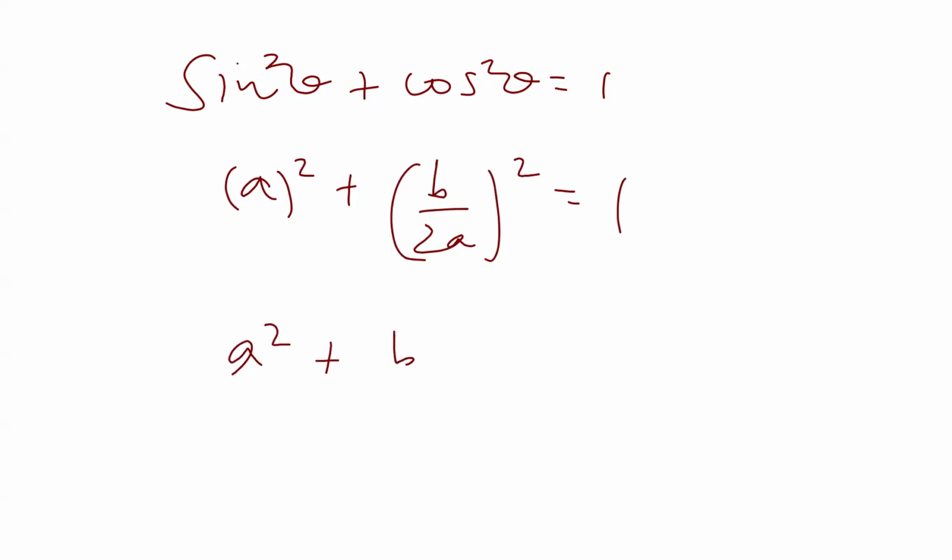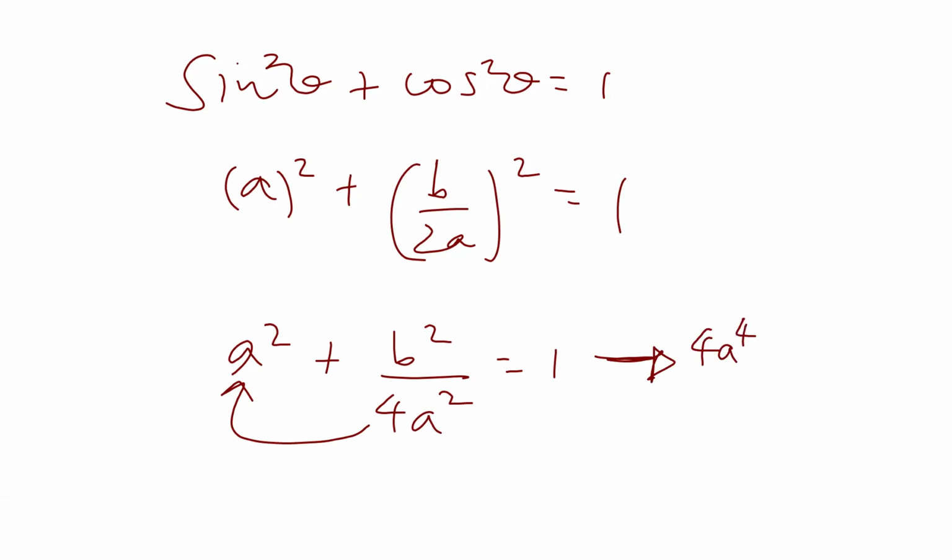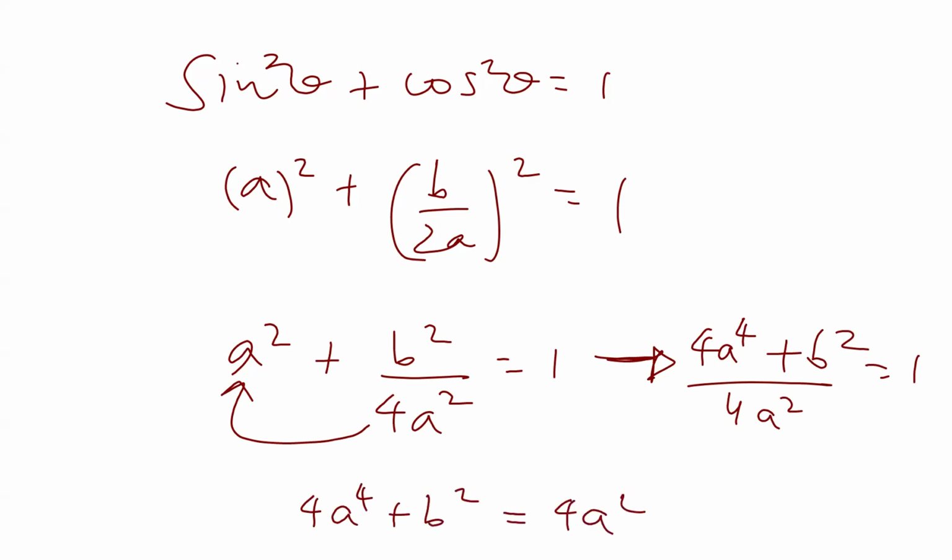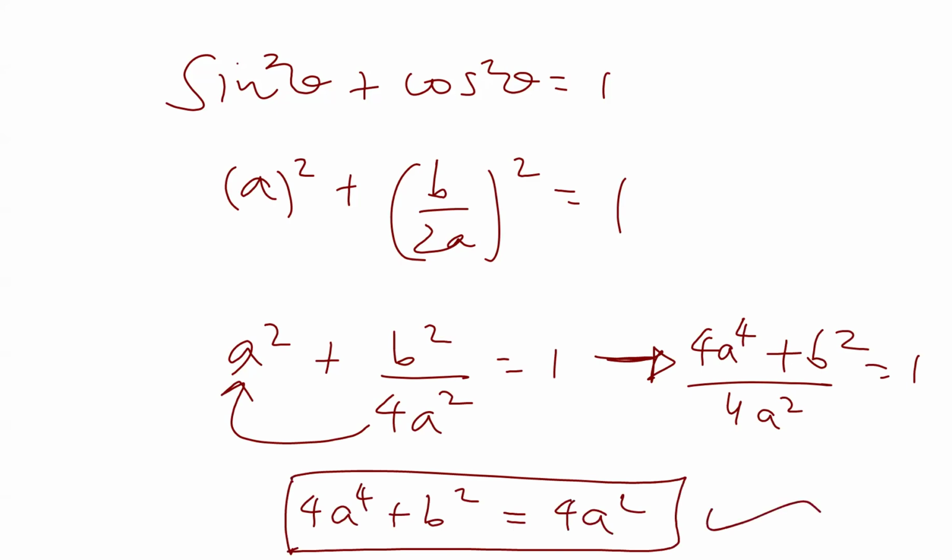So A square plus B square upon 4A square is equal to 1. Take LCM. 4A raised to 4 plus B square upon 4A square is equal to 1. A square into A square is A raised to 4, okay? And therefore, 4A raised to 4 plus B square is equal to 4A square. This is how we are eliminating theta. The thing which I have put in the box bracket does not have theta in it. Okay? Let's go to question number 6.